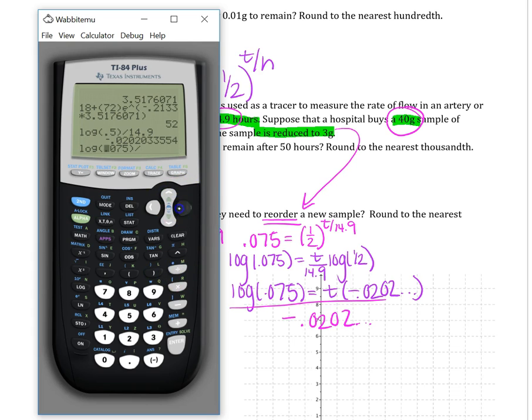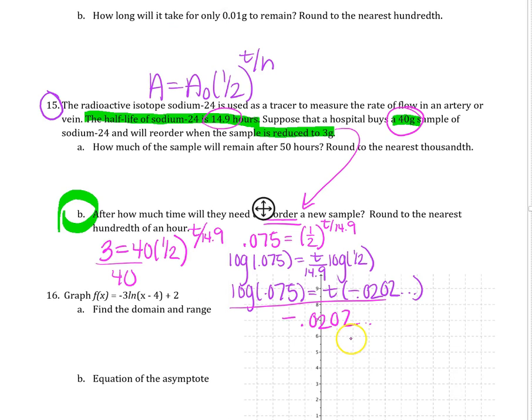Okay, so second answer. There we go. So to the nearest hundredth of an hour, 55.68.